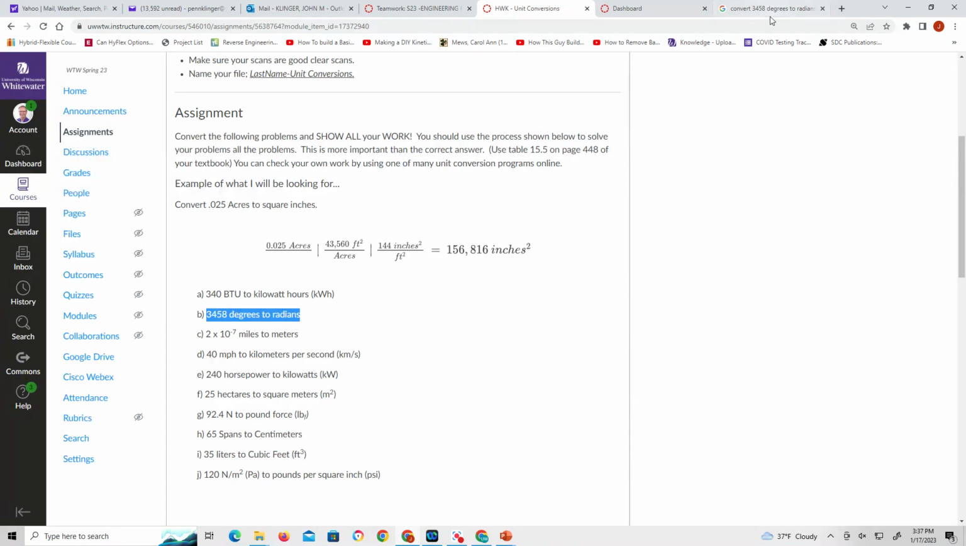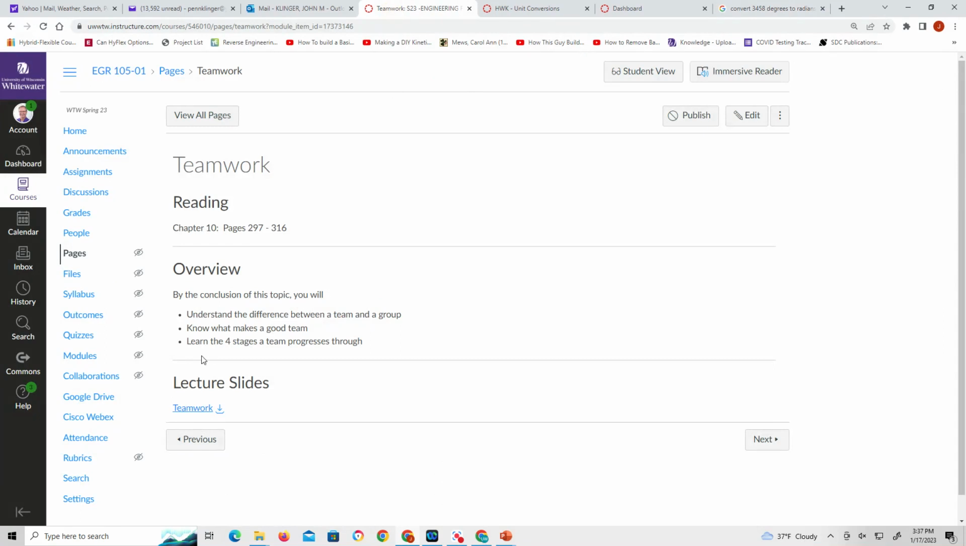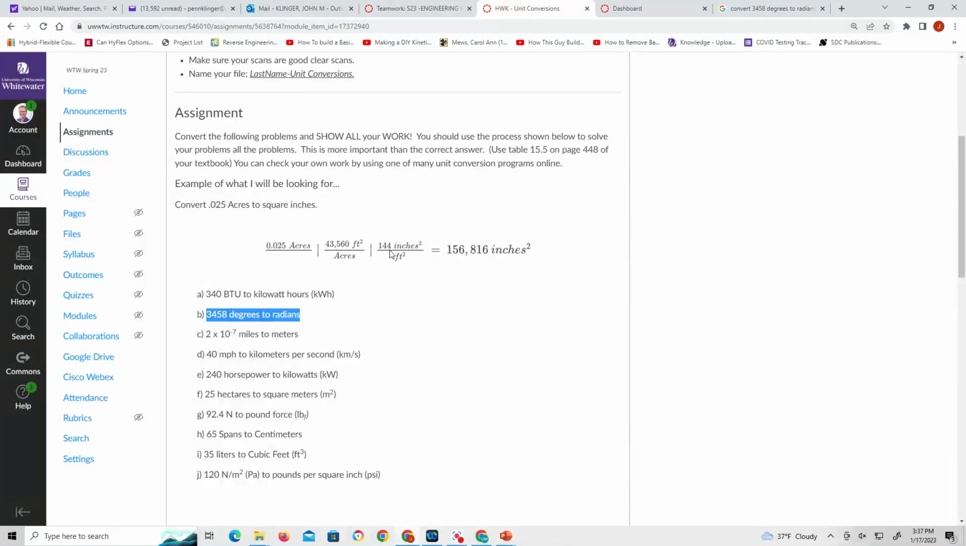But if you only write down this number, this 60.35, I'm going to mark it wrong. What you need to do is show me the actual work that you're doing for your homework. Okay? I hope this is a good refresher on unit conversion. If you have any questions, always please feel free to contact me.